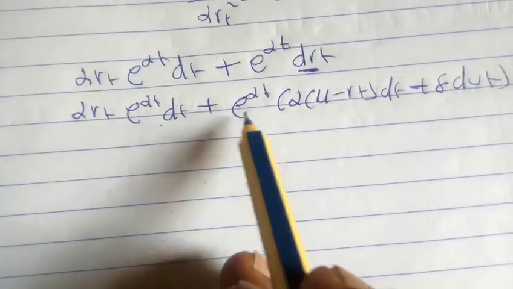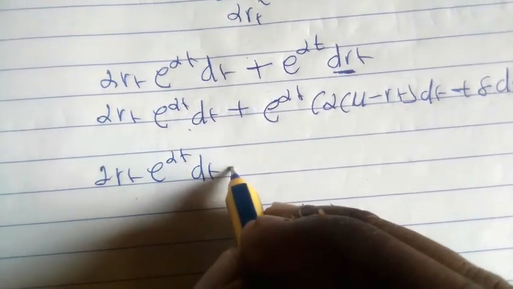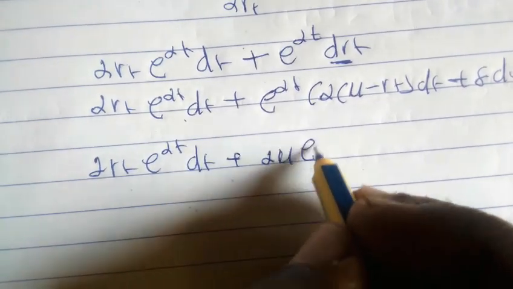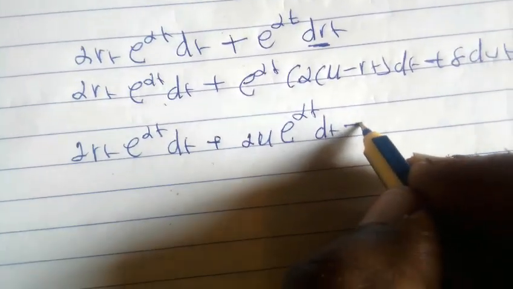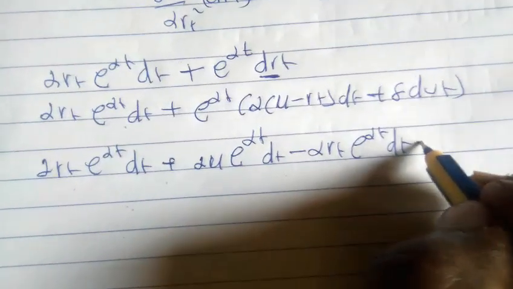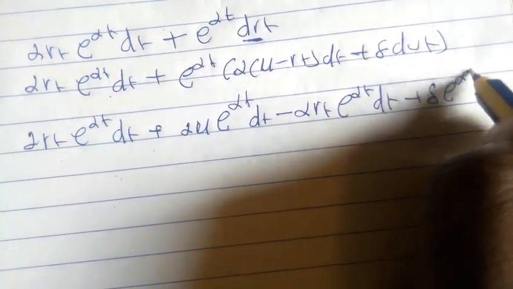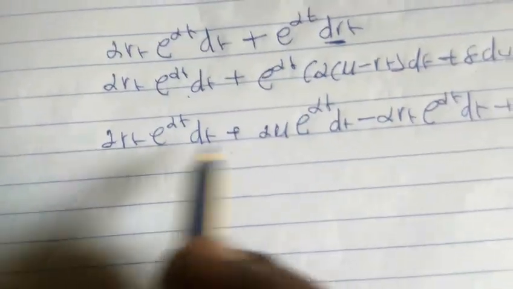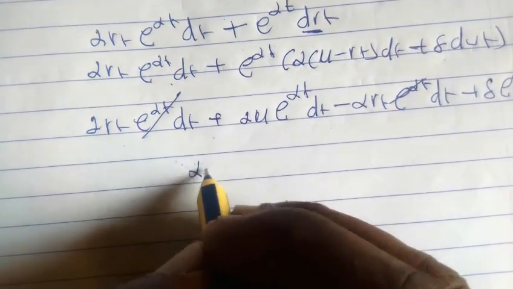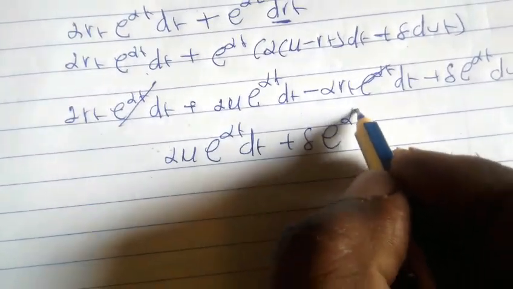So we can open this one. We are going to get alpha RT exponential raised to alpha T dT plus alpha mu exponential raised to alpha T dT minus alpha RT exponential raised to alpha T dT plus sigma exponential raised to alpha T dWT. But you can see that this one and this one are common, so they will cancel. So I'm going to get alpha mu exponential raised to alpha T dT plus sigma exponential raised to alpha T dWT.